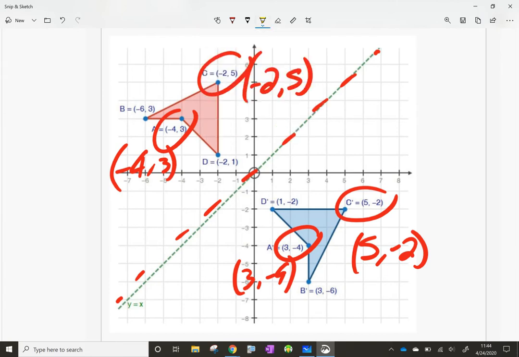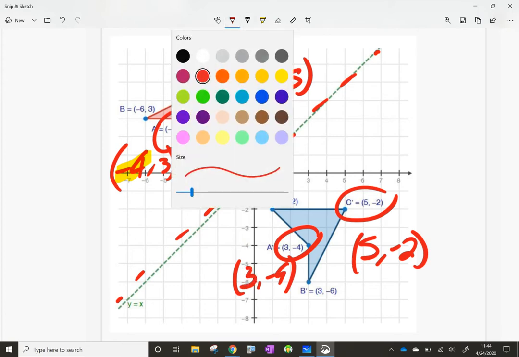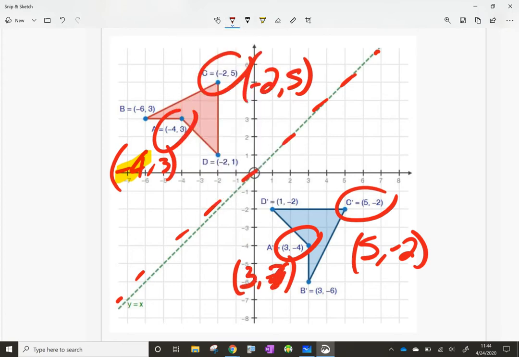The x value for A was -4, but then became 3, whereas the y value, oh man, hold on, trying to make sure I use the right tool. The y value was 3, and then it changed into -4.